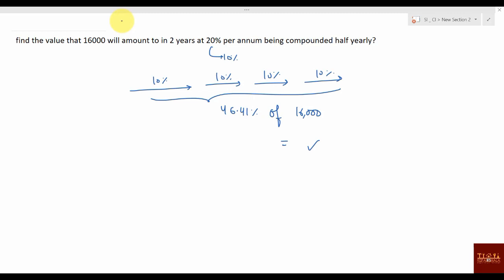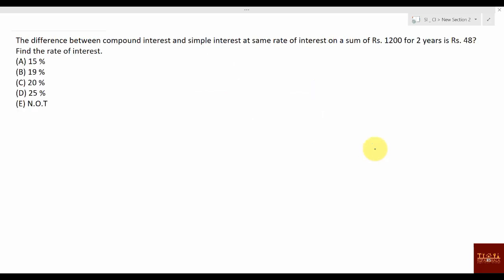So what is the value here? 4641 into 16,000 will come as something around 7425.6. Correct? No. Next one is, okay, so the difference came. Okay, let's go back to our concepts.